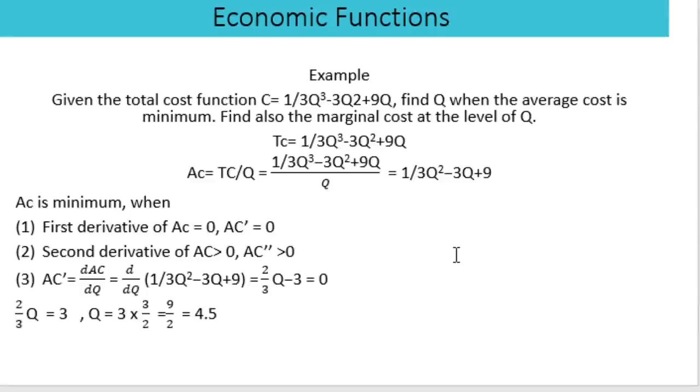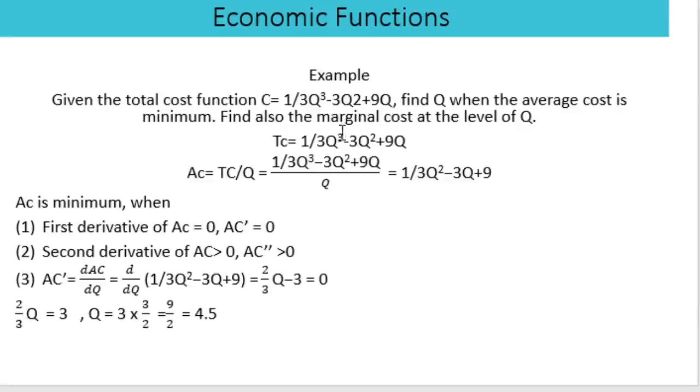Then another example is given: given the total cost function c equal to 1 by 3 q cube minus 3q square plus 9q, find q when the average cost is minimum. Find also the marginal cost at that level of q. Here we want to find out the output when average cost is minimum. This is the total cost.